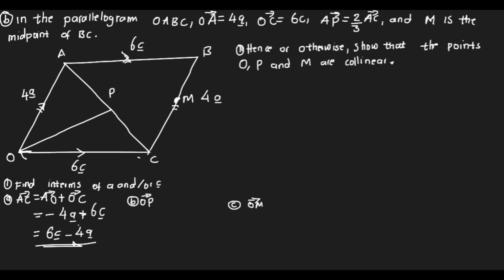So this is our final answer for the first one. Then we want to move from O to P. So we use from O to A, then A to P, since we have an expression for AP. So say OA plus AP. Now from the expression, we know that AP is equal to 2 over 3 of AC. So OA is 4a plus 2 over 3 of vector AC. So the vector AC is this vector, 6c minus 4a.